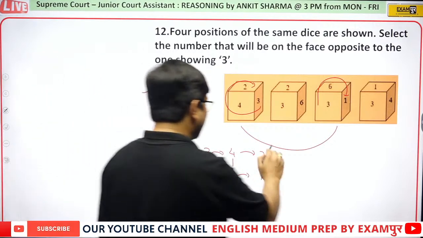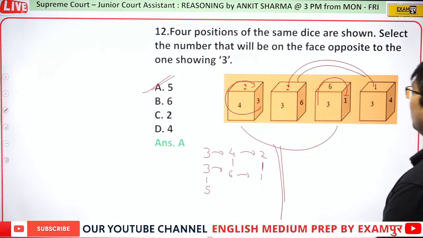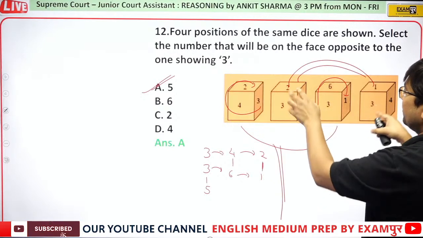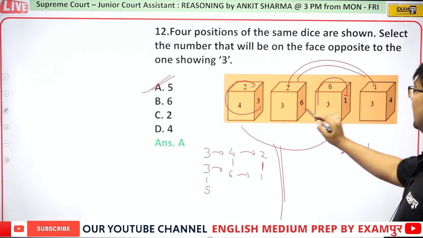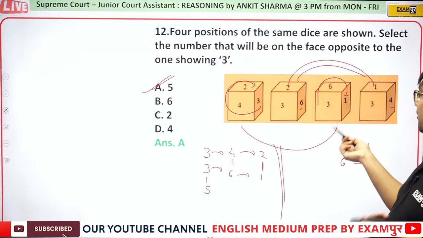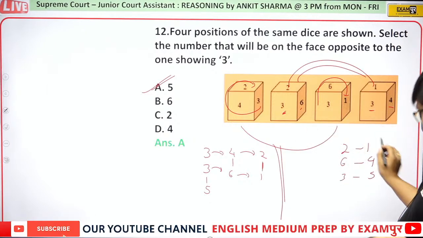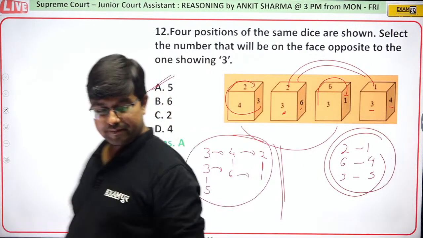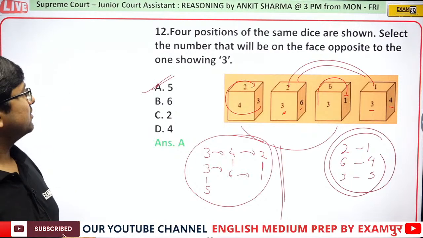If you don't want to go by this method, go by these two. Check in them. Only one face is common, that is 3, at the same location. So top's opposite is top, 2's opposite is 1. Side's opposite is side, so 6 opposite is 4. And now what can be opposite to 3? It can only be 5. The same result, exactly the same result, you are getting over here. Fine, everybody. Getting it or not?